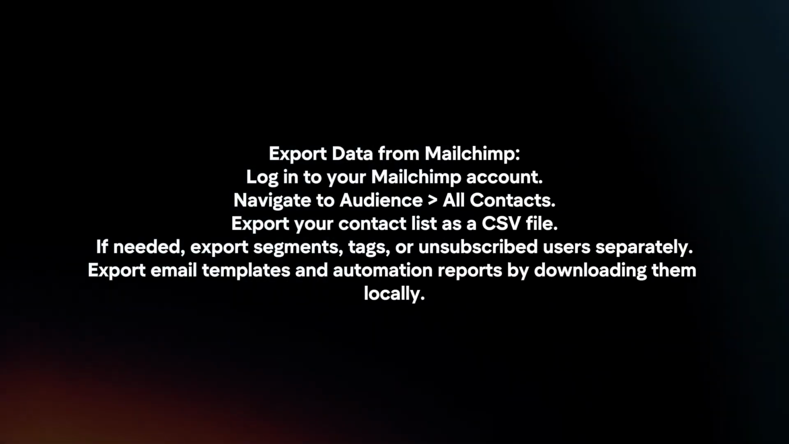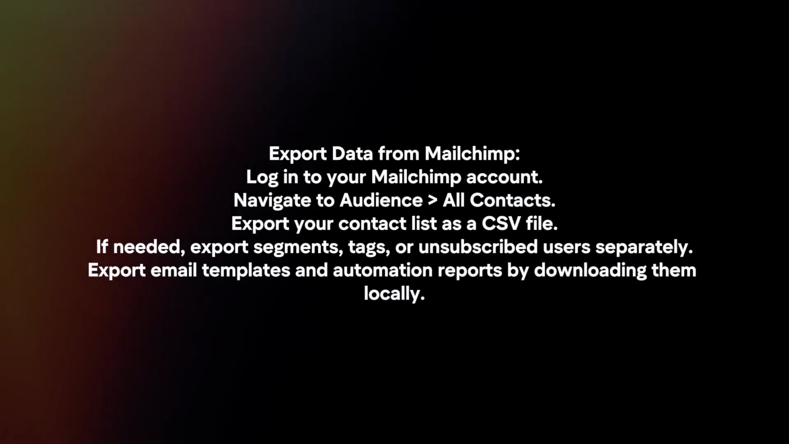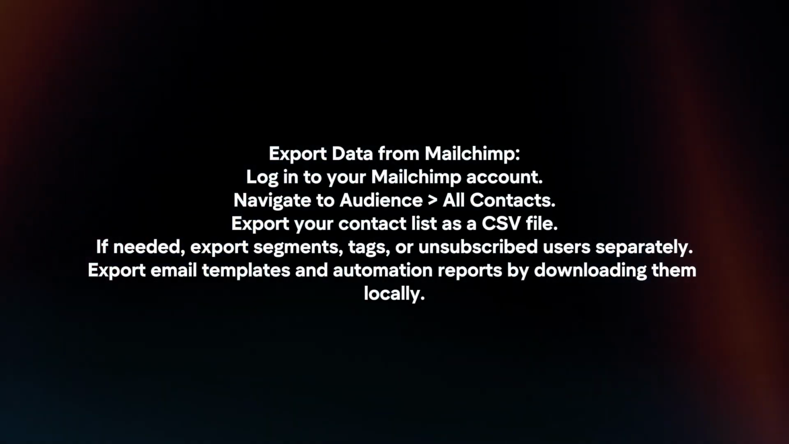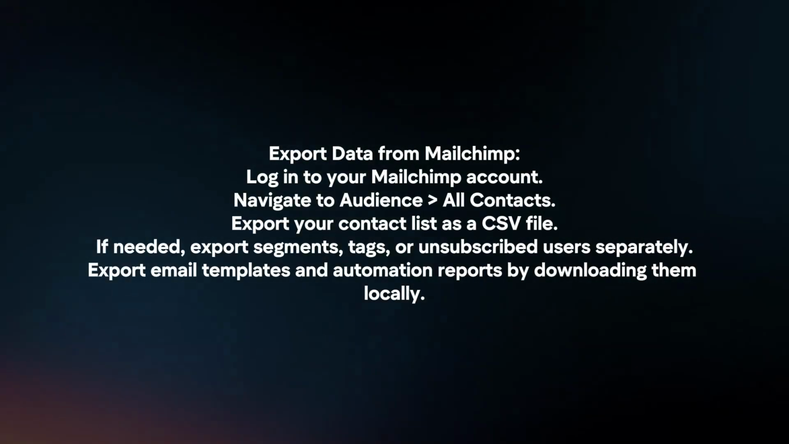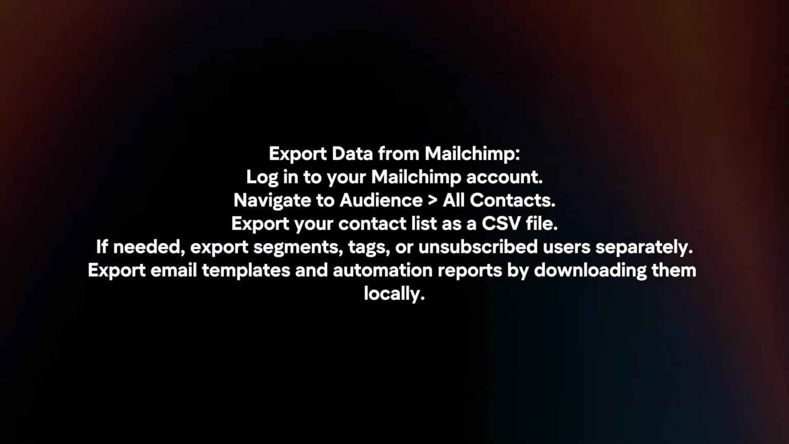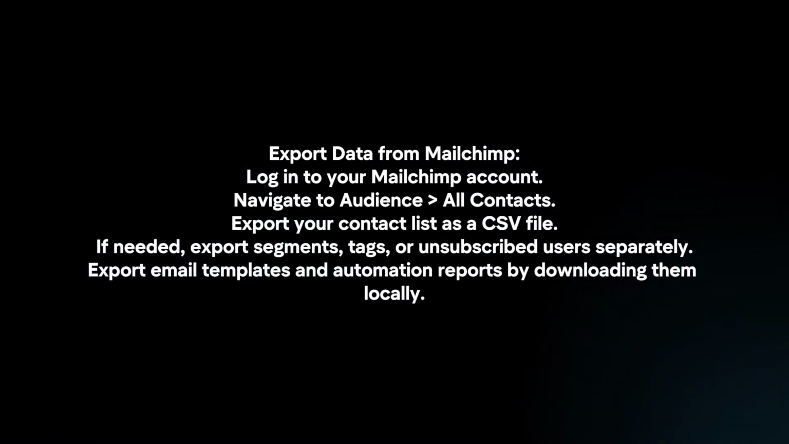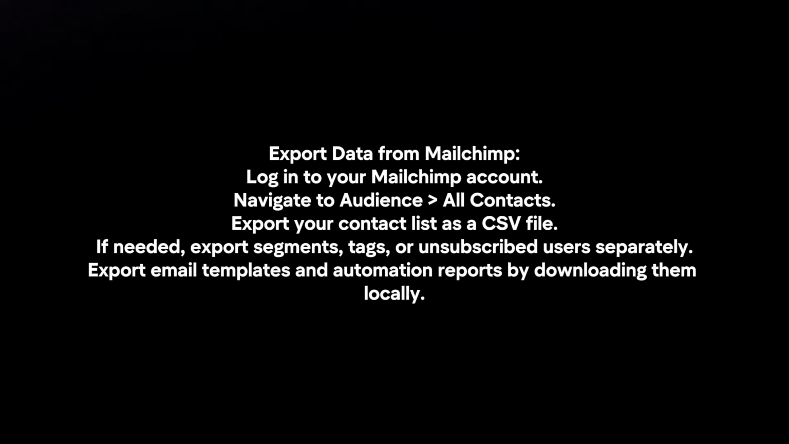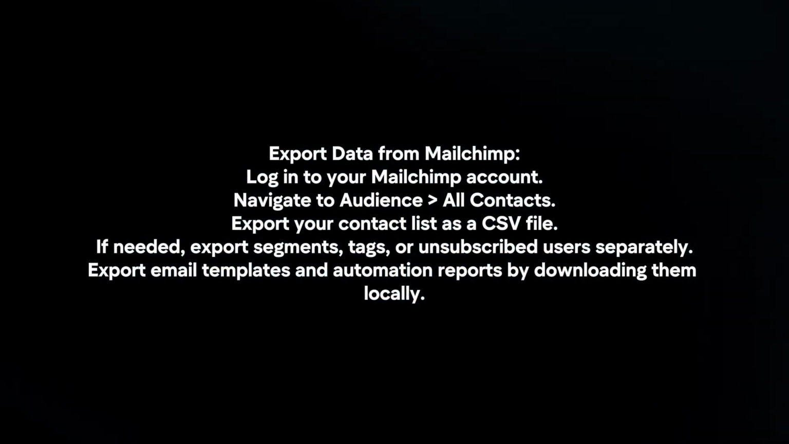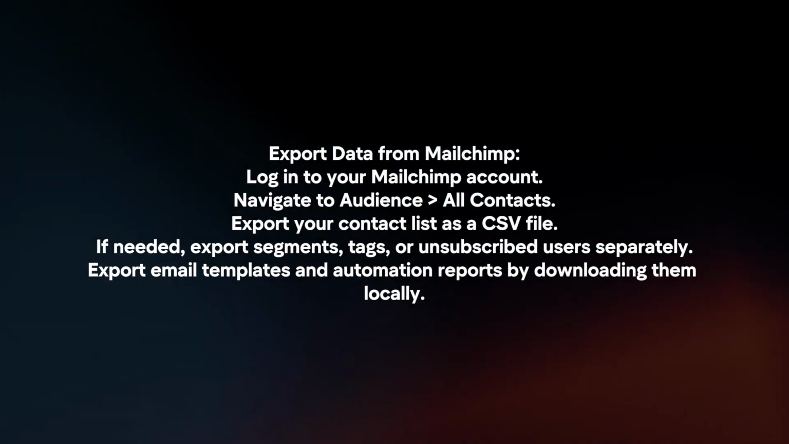Export data from Mailchimp. Log into your Mailchimp account. Navigate to Audience, All Contacts. Export your contact list as a CSV file. If needed, export segments, tags, or unsubscribed users separately. Export email templates and automation reports by downloading them locally.